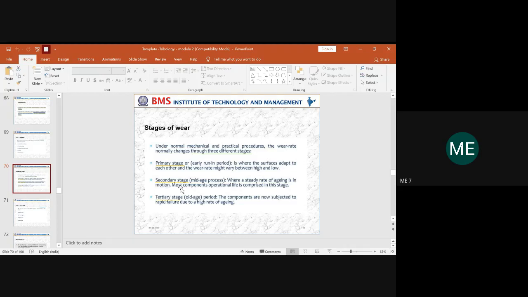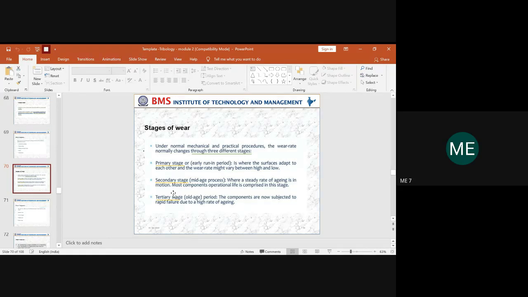Next comes our secondary stage. Here the amount of wear is almost at a steady rate, meaning it is stabilized, and a steady rate of aging is in motion. When wear occurs, you can say that the aging of the mechanical component has started, meaning you cannot rely on that component to assure that all the readings or the output will be reliable, because it has started wearing. That shows that the material is now aging.